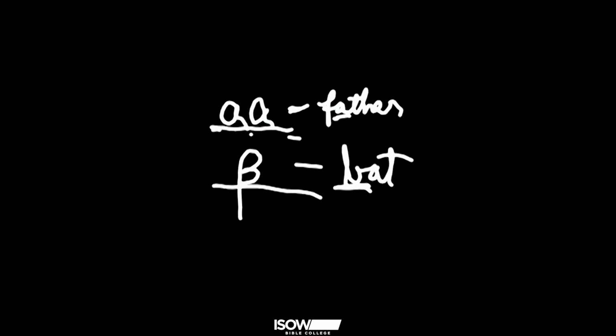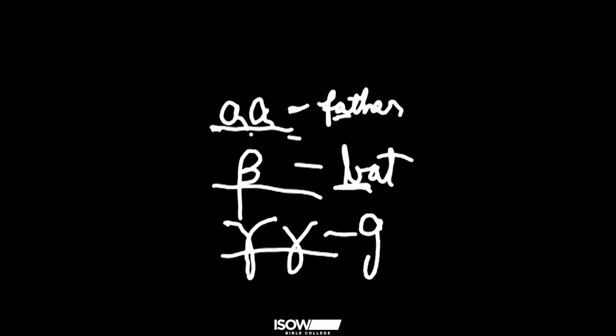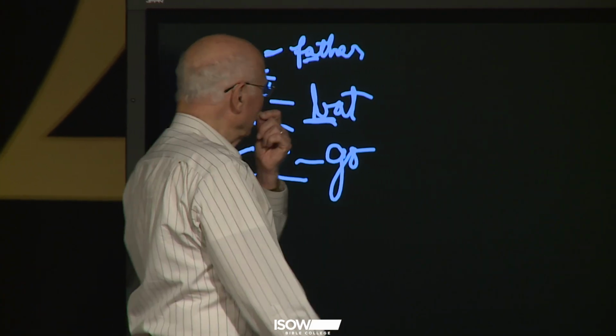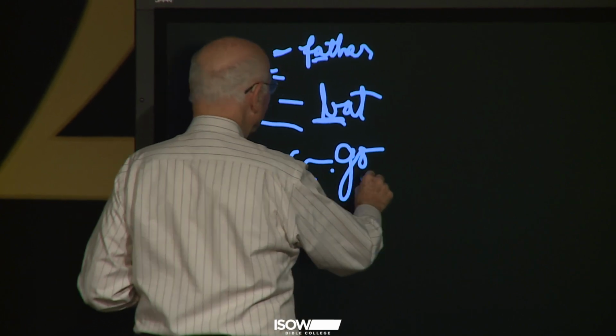Alpha, beta, gamma. You begin above the line and you come around and you go up like that. It looks somewhat like an English Y, but don't confuse it with the English Y. And it's pronounced essentially like the G in go.